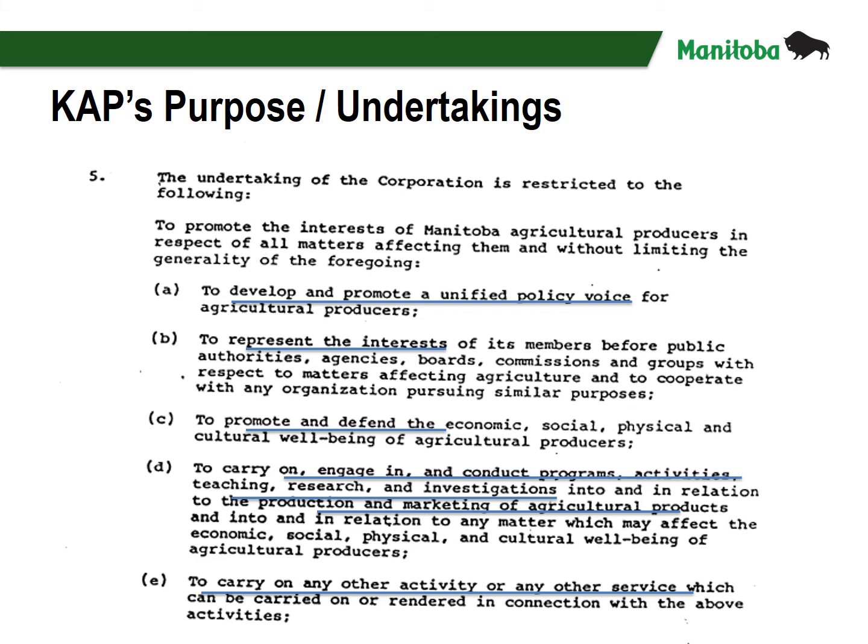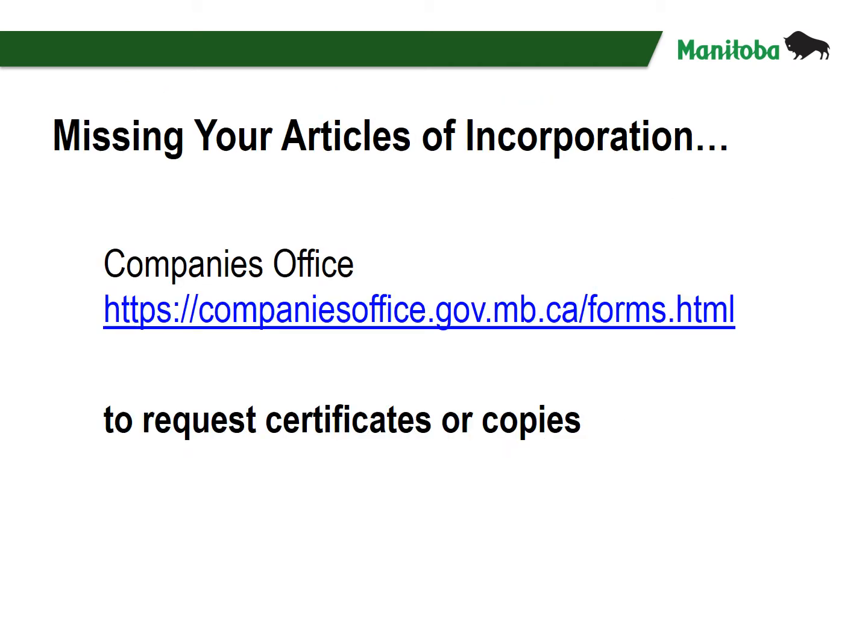And remember that your Articles of Incorporation should be available to all board members and directors when they join the organization or board and/or when they request a copy. If you're an organization that cannot locate a copy of your Articles of Incorporation, you can visit the Companies Office website and click on Request for Certificate or Copies, complete the online form, and request a copy of your Articles of Incorporation. There may be a small fee, and you can inquire what that fee will be at the Companies Office.